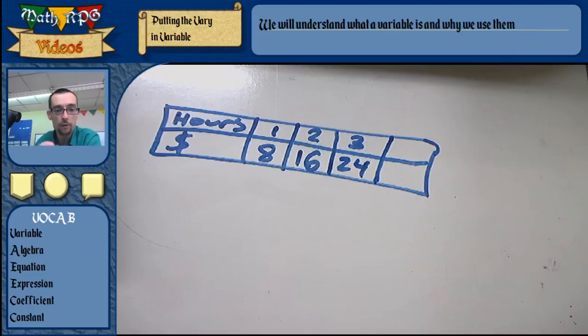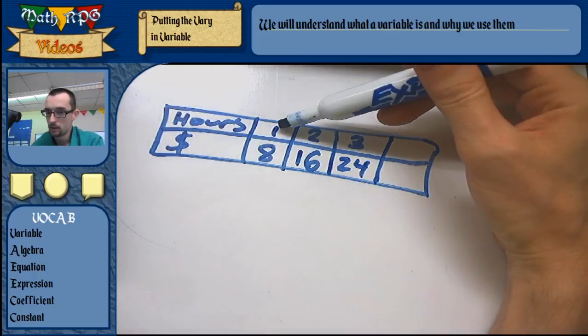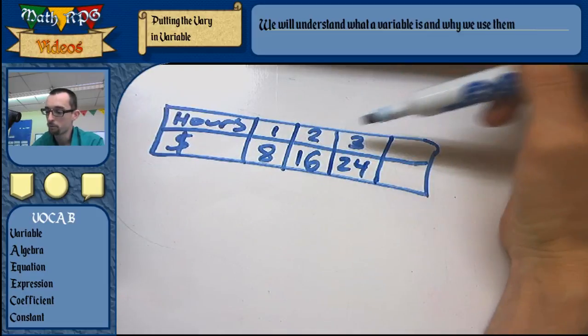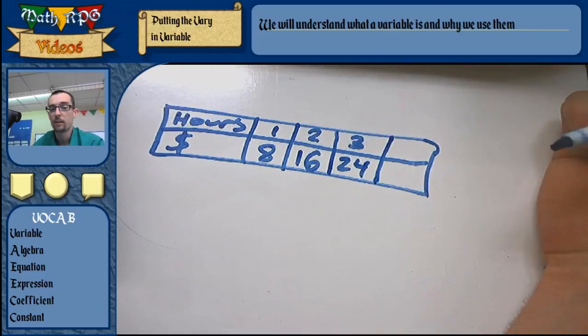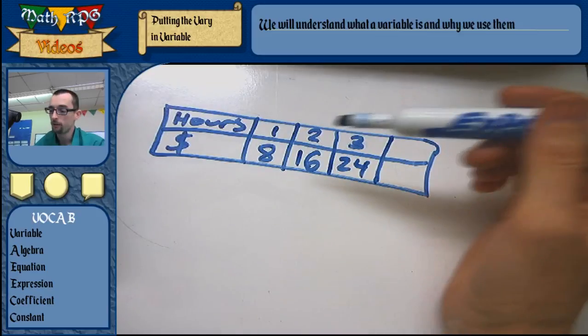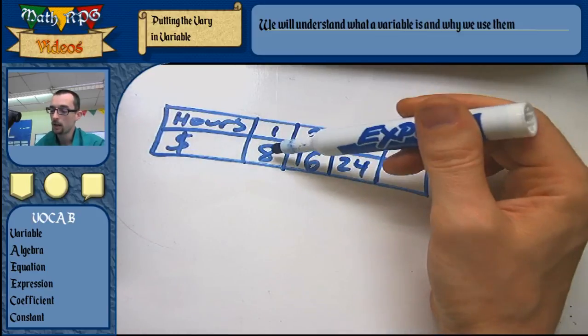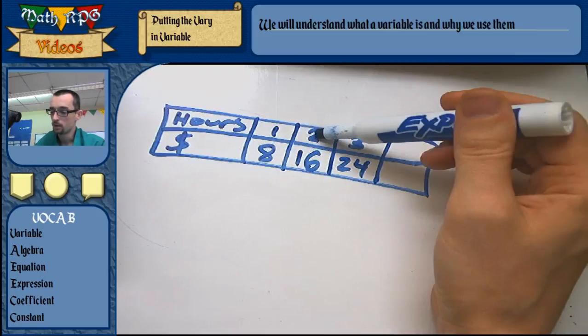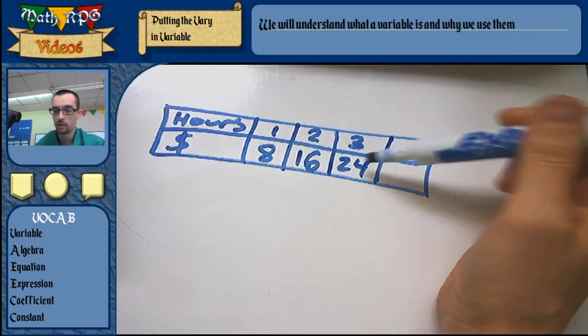Okay? So let's look for a pattern here. What is the relationship between the number of hours she works and the amount she gets paid? How do we get from 1 to 8, or from 2 to 16, or from 3 to 24? And hopefully you see a pattern here. What we're doing here is for every hour, we're going to multiply that by 8 to get how much we get paid. So 1 times 8 is 8, 2 times 8 is 16, 3 times 8 is 24.